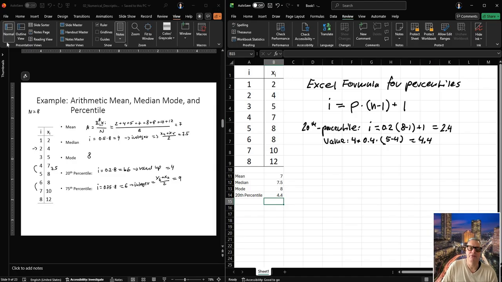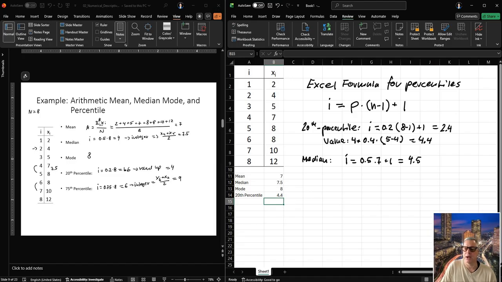You can see if we use this formula for the percentile or the median, it's the same thing. So then for the case for the median, which is the 50th percentile, we identify the index number according to the Excel formula, 0.5 times n minus 1, 8 minus 1, 7, plus 1. So now we get 3.5 plus 1, 4.5.